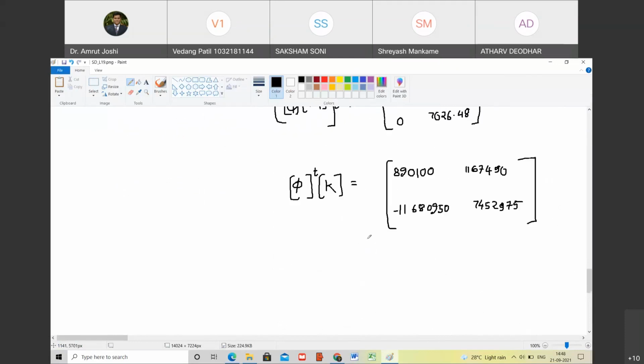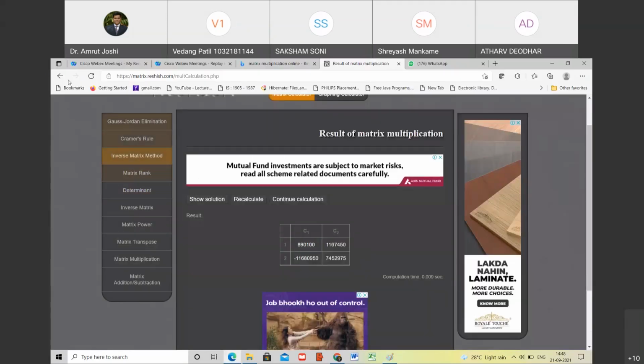Okay. Now we have to multiply this matrix, that is phi transpose K into phi. I hope you are able to see my pen. This is what we have to do, right? Yes, sir. So we have to multiply this matrix by phi. So take a snapshot of this matrix. Have you taken the snapshot? Yes, sir. So let us do that.